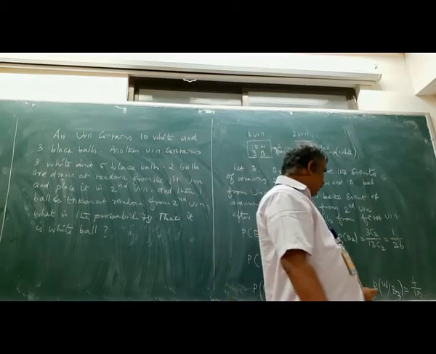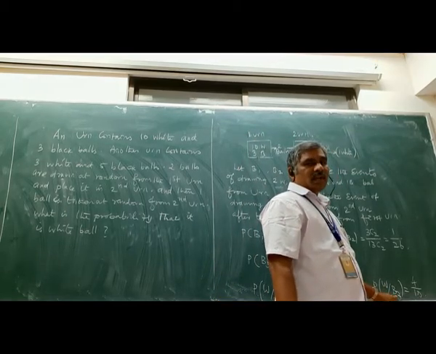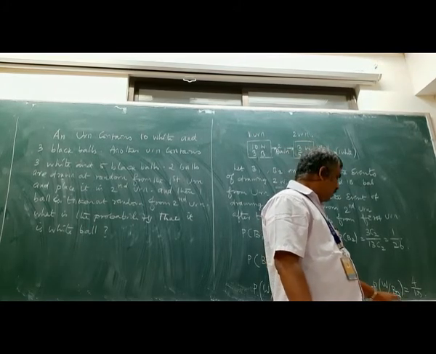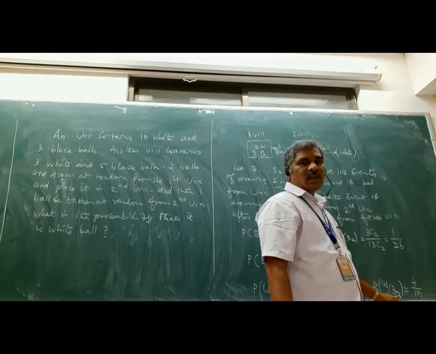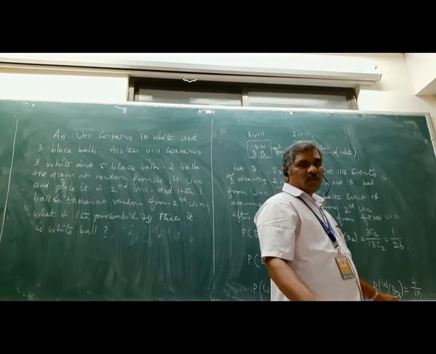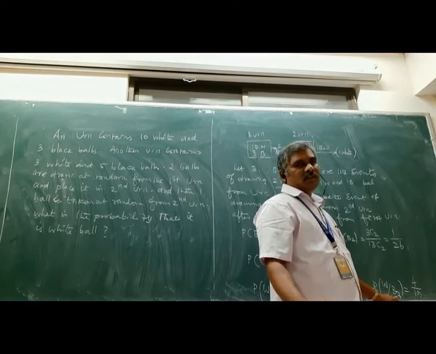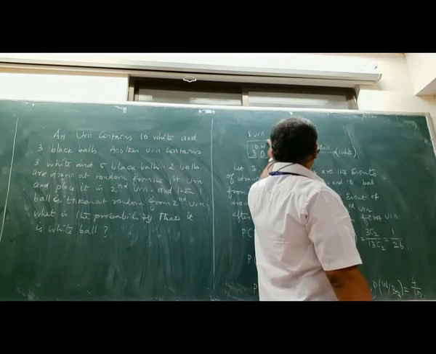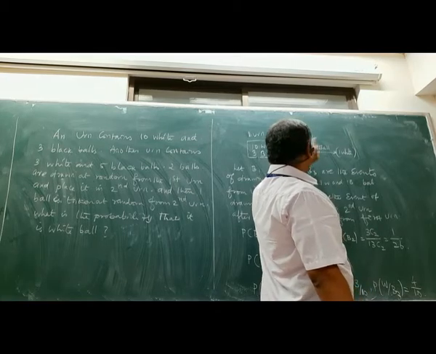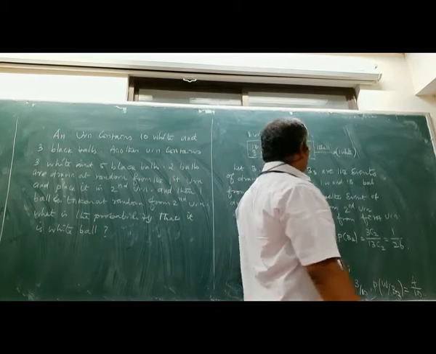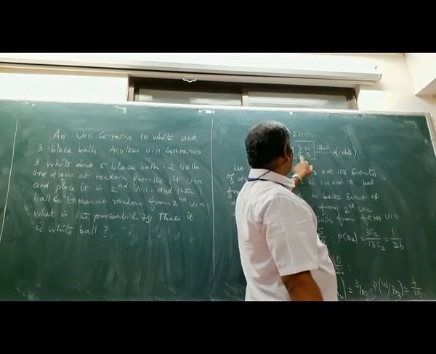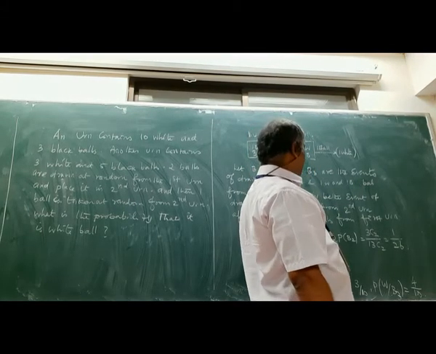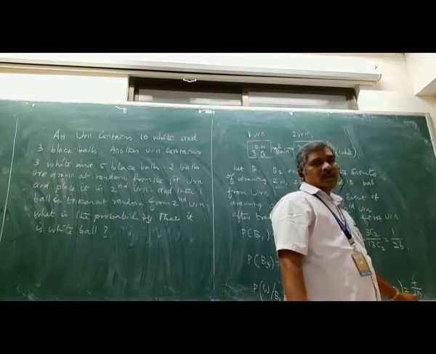The final one is probability of W given B3. W given B3 is the probability of drawing one white ball when you have already transferred one black and one white ball from the first urn. That is equal to 4 by 10. When you transfer one white ball from the first urn to the second urn, it will be 4 white balls and 6 black balls. The total balls are 10, but the number of white balls is 4. Therefore, 4 by 10.